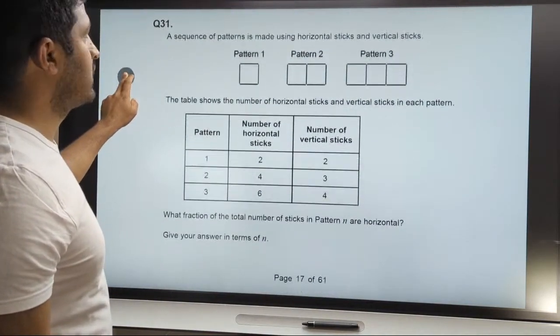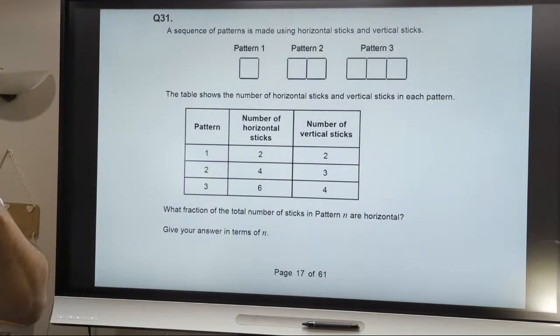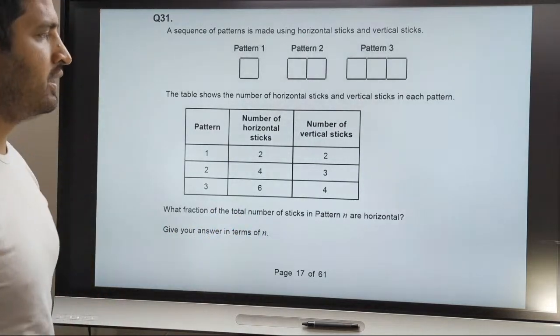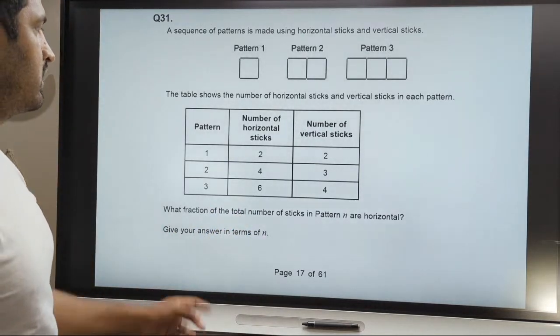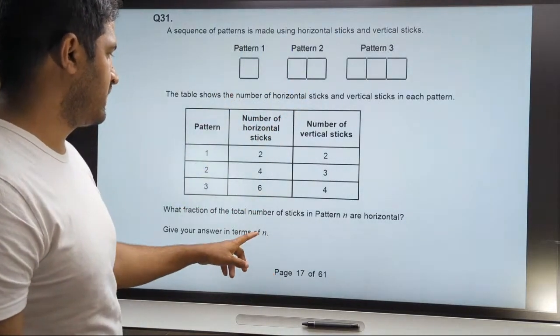I did that question yesterday. A sequence is a pattern made using the horizontal sticks and the vertical sticks. What fraction of the total number of sticks in the pattern n are horizontal? Okay, so we can look at it again. Horizontal sticks, that's in the pattern n. That's what we're looking for.